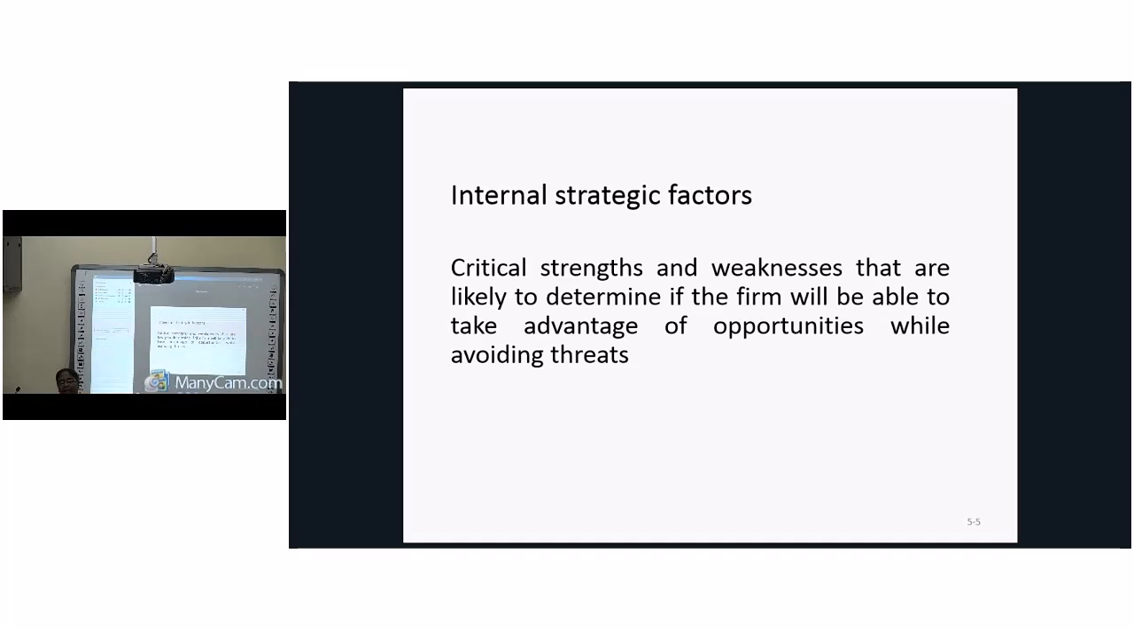Look at how it happens. All internal factors are not internal strategic factors, right? In the internal environment, you find different elements, but all these elements are not strategic factors. Look at this definition clearly: critical strengths and weaknesses that are likely to determine if the firm will be able to take advantage of opportunities while avoiding threats. So these strengths and weaknesses have some role.